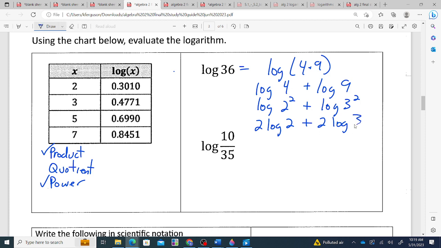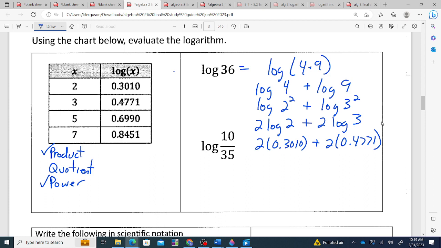Okay, so what do I got here? The power rule says I can take this and change it to 2 times the log of 2 plus 2 times the log of 3. And now I'm just doing substitution. I got 2 times the log of 2, which is 0.3010, plus 2 times the log of 3, which is 0.4771. Yes, sir. That's exactly what you got to do.